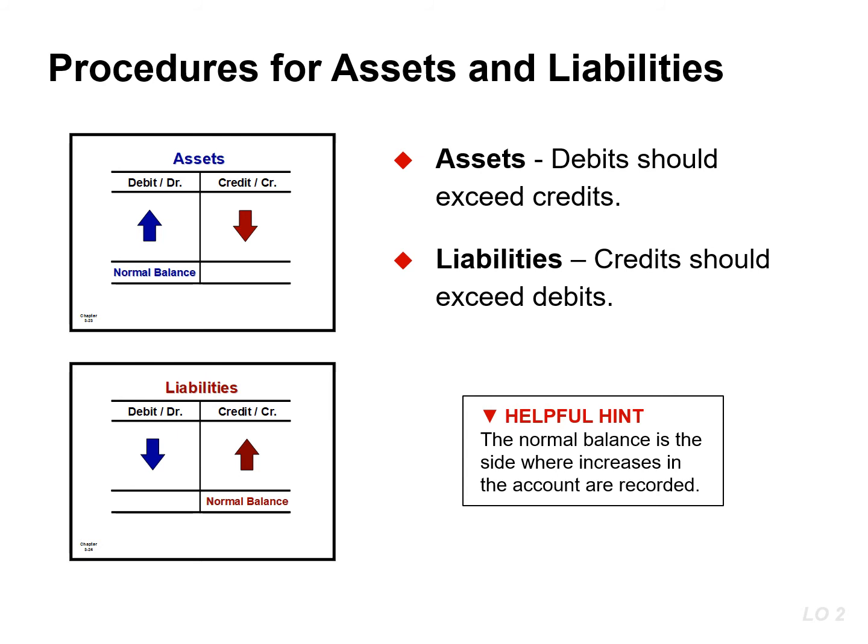However, an abnormal balance may be correct. For example, the cash account will have a credit balance when a company has overdrawn its bank balance by spending more than it has in its account.